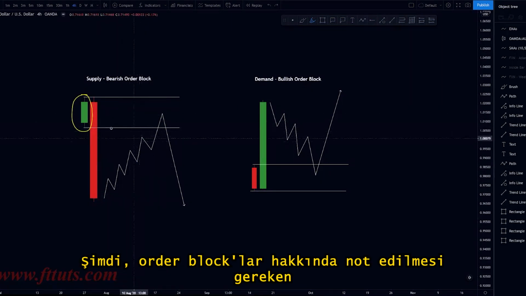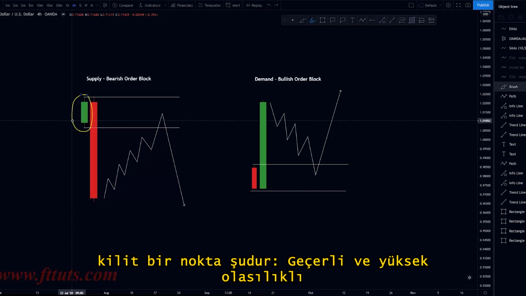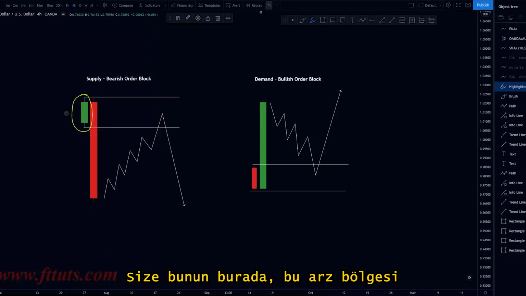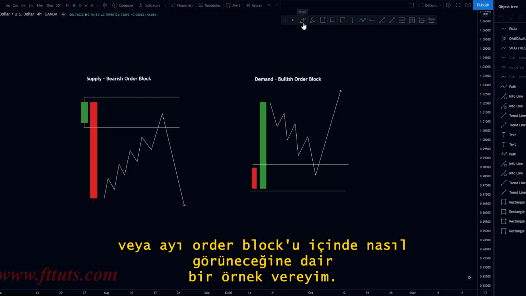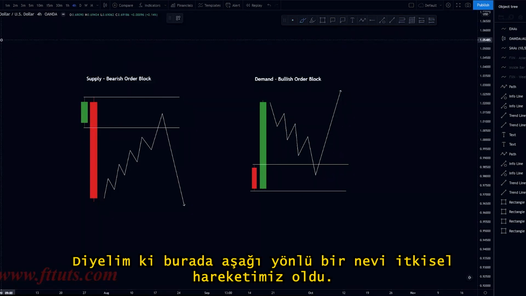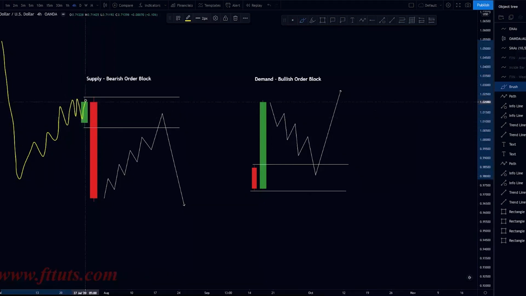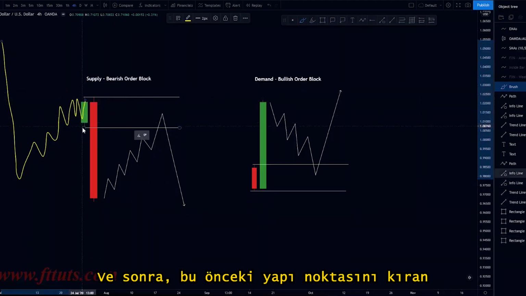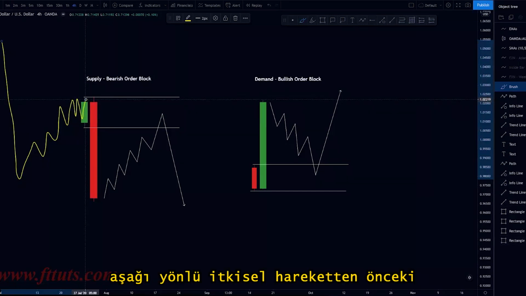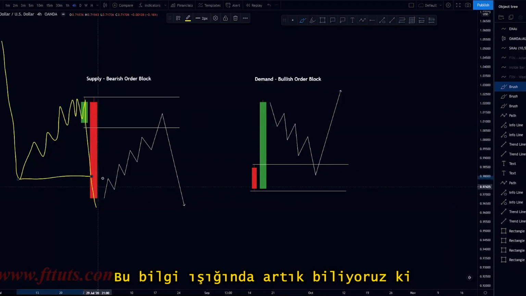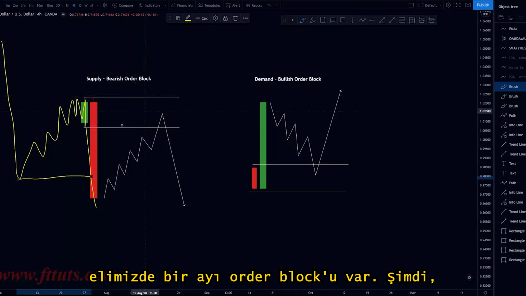Now, a key thing to note about order blocks is that the impulsive move should be breaking structure to be considered valid and high probability. So let me give you an example of what this would look like within this supply area or this bearish order block. Let's say we had somewhat of an impulsive move down here, price gravitating back into this area, creating a little range, and then this is the last bullish candle before the impulsive move to the downside, which breaks this previous structure point. Given this information, we now know that we have a bearish order block.